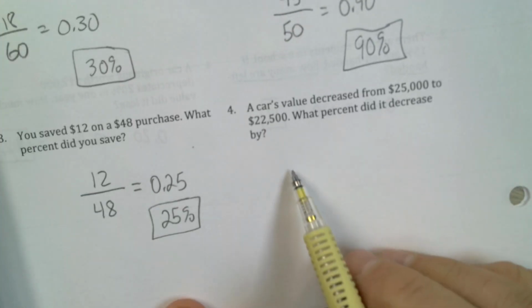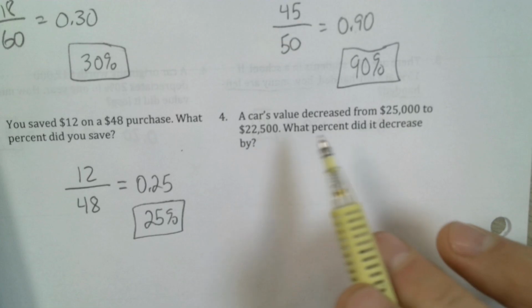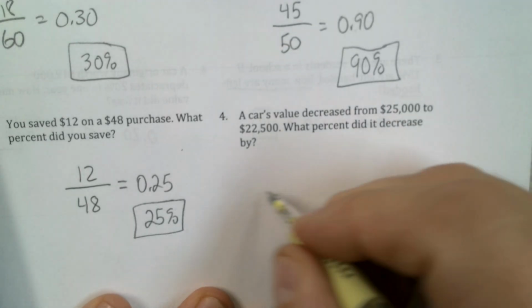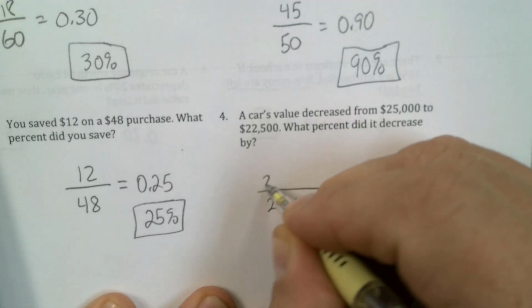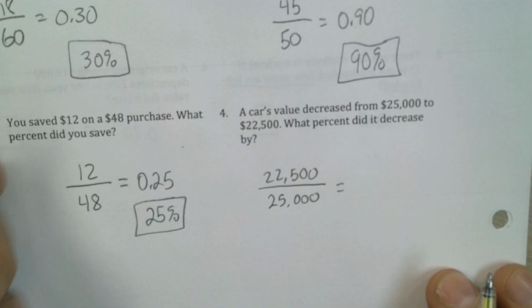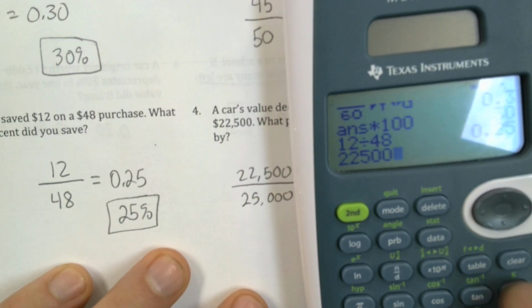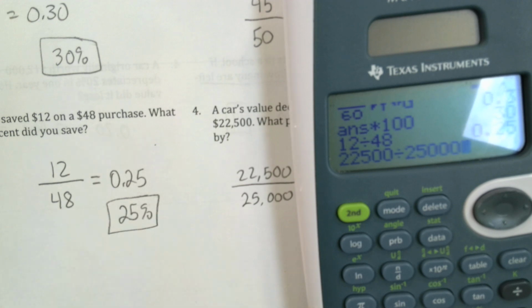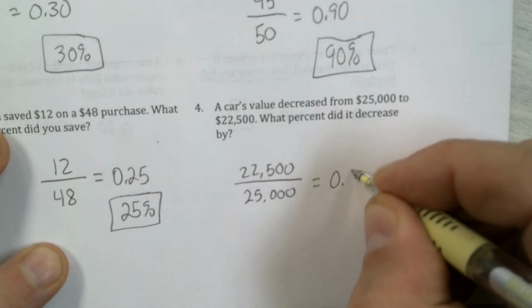All right, this one here, the car's value decreased from $25,000 to $22,500. So this is the original, right? So if it's the original, it'll go on the bottom, and this is the part, right? How much it's worth afterwards. And so it's the same type of process. We're going to take 22,500 divided by 25,000. So 22,500 divided by 25,000 is 0.9. So that means it retained 90% of its value.